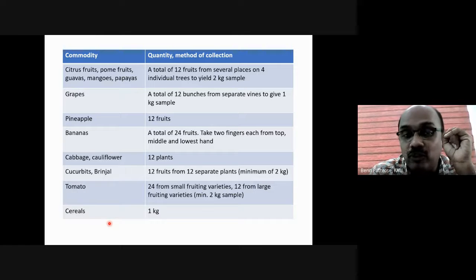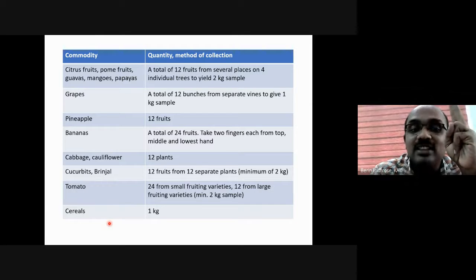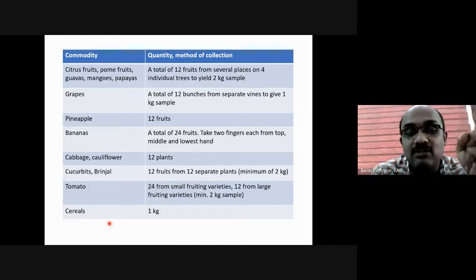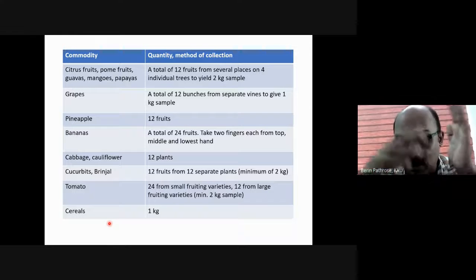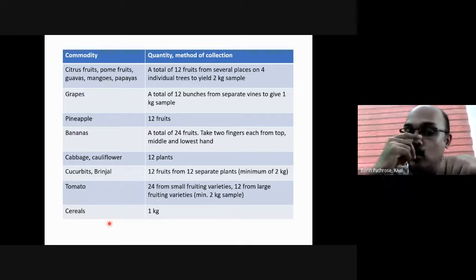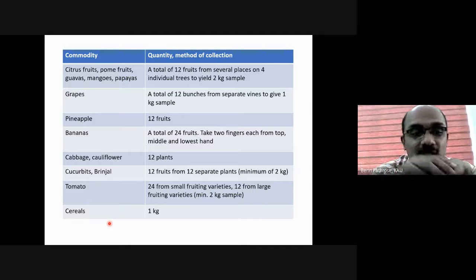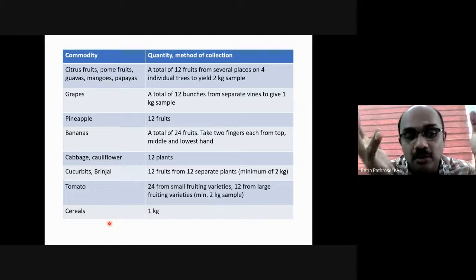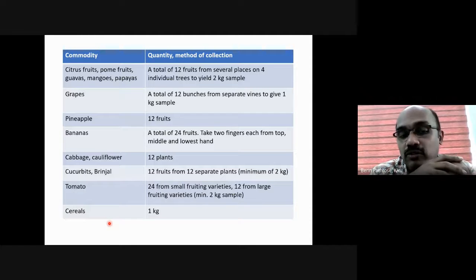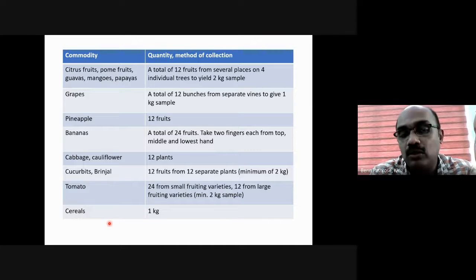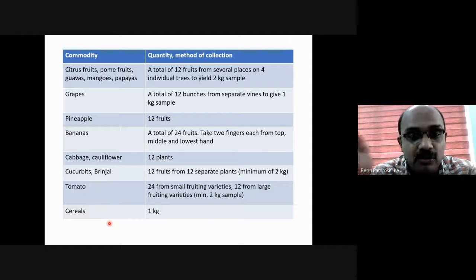Banana, FSSAI has prescribed 24 fruits: 2 fingers each from the top, middle, and lowest end of a bunch. Top, middle, and low stem, you have to take 2 fingers each. Cabbage and cauliflower, just like pineapple, we need at least 12. Cocoa beans, brinjal, 12 fruits. This is just like guava, papaya, and mango: 12 fruits from 12 separate plants, minimum of 2 kg.